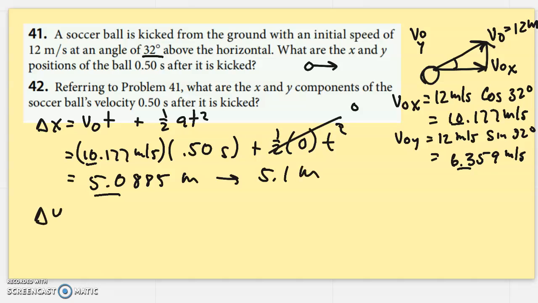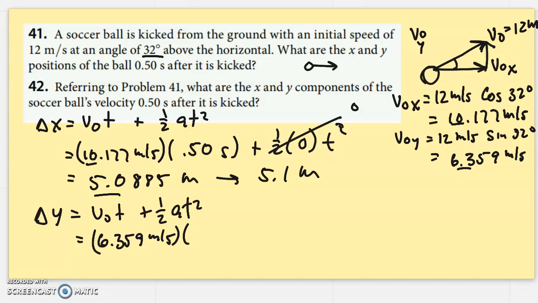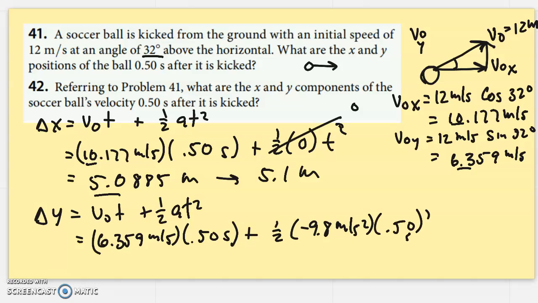In the y direction, similar thing, V0t plus 1/2 at squared. Now this time, where in the last few examples that we've done, the V0 has been 0 in the y direction, this time it's going to be 6.359 meters per second times the time of 0.5 seconds. Now, be careful here. That initial velocity was up, so I made it positive, and this acceleration is down, so I'm going to make it negative, and 0.50 seconds squared there, and that's going to give me a delta y of 1.9545.